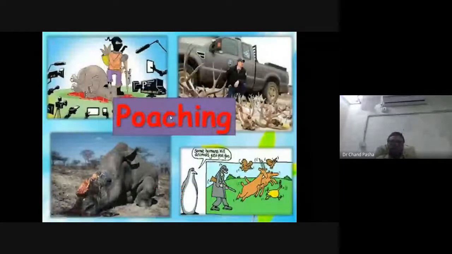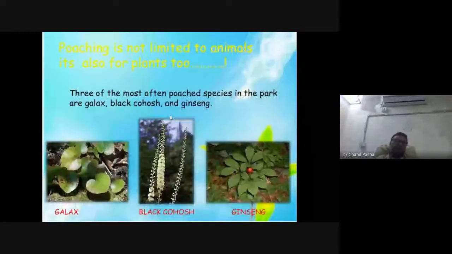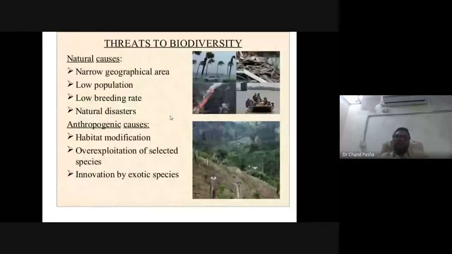Poaching. But not only animals, plants are also being faced with that. So the natural causes are narrow geographical areas, low population, and low breeding rate. Let's see, elephants have a very low breeding rate. Even lions, cheetahs, and tigers have a low breeding rate. So see, the production is less, but the loss is very high. That's what is a threat to their biodiversity. Natural as well as human disasters are also causing this.